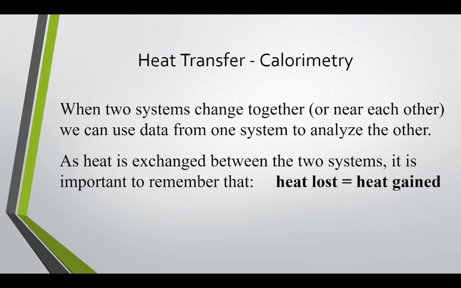So this comes back to the idea that as heat is exchanged between two systems, there's no heat lost. That law of conservation of energy, the first law of thermodynamics that we already talked about, means that all of the heat that's being lost from one of those objects is the same heat that's being gained by the other object. So there's no heat lost. This amount of heat is going to be the same.